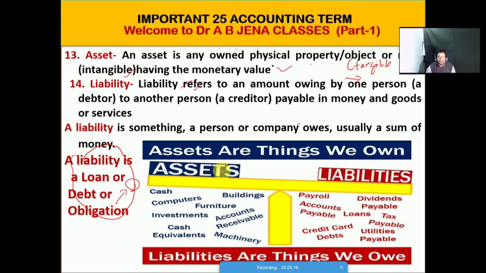Friends, these are the examples of assets and these are the examples of liabilities. Assets are things we own: cash in hand, cash at bank, furniture, fixtures, land, and buildings of your business will be treated as assets. Similarly, examples of liabilities are payroll, dividends payable, accounts payable, loans, tax payable, credit card, and utilities. Liabilities are things we owe, I mean your business. Friends, I am hopeful that now you are clear.